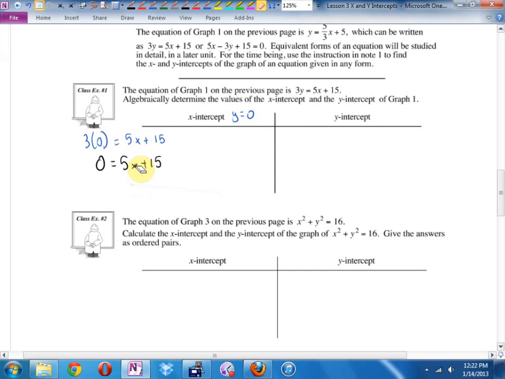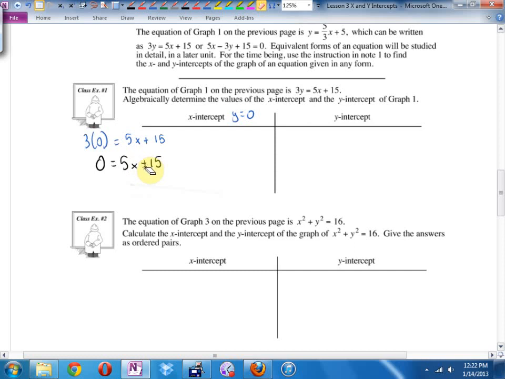So what's the opposite of timesing or multiplying by 5? Somewhere I'm going to divide by 5. Not yet. Remember I said we do reverse BEDMAS to get the answer when we're solving an equation? We're going to do adding and subtracting first. What's this 15 doing to the x mathematically? Adding, subtracting, multiplying, or dividing?